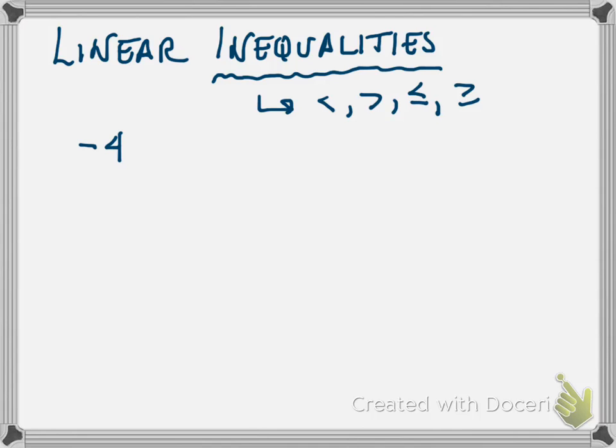Negative 4 plus 5x equals 11. So I have a linear equation shown by my equal to sign. Add 4 to each side, 5x equals 15, and then divide each side by 5. So x equals 3 is my solution.